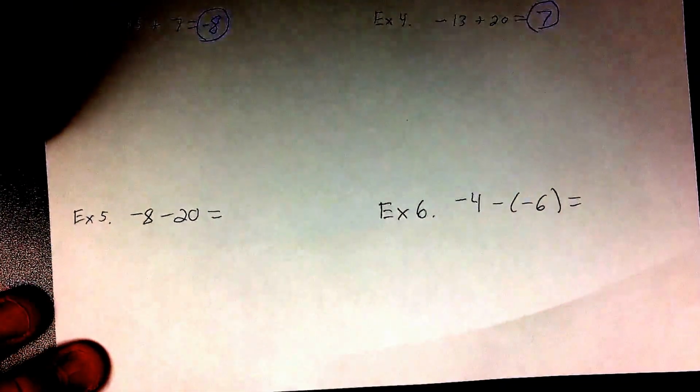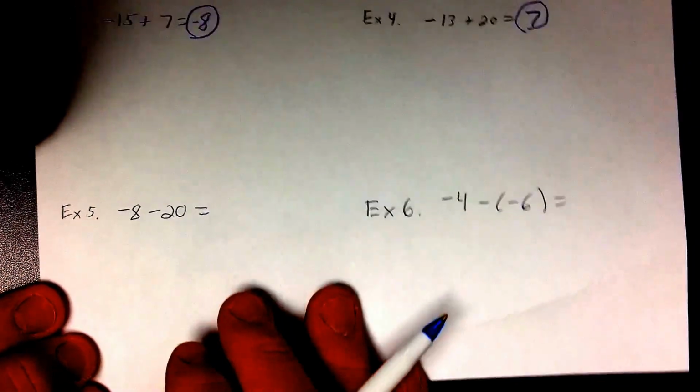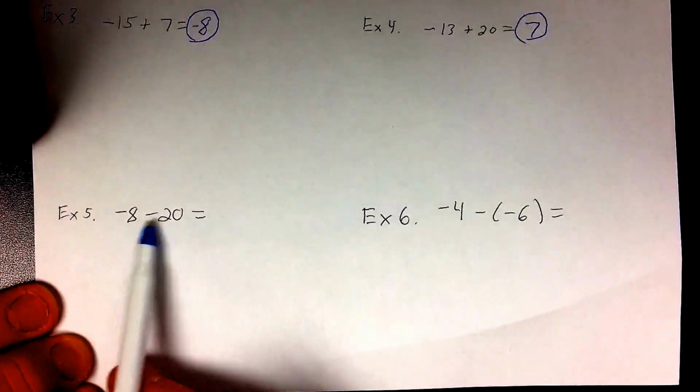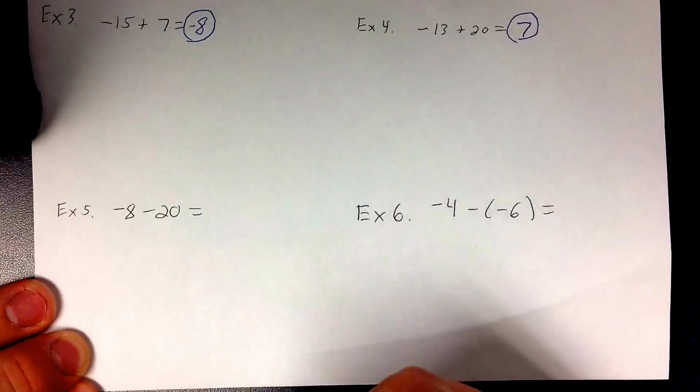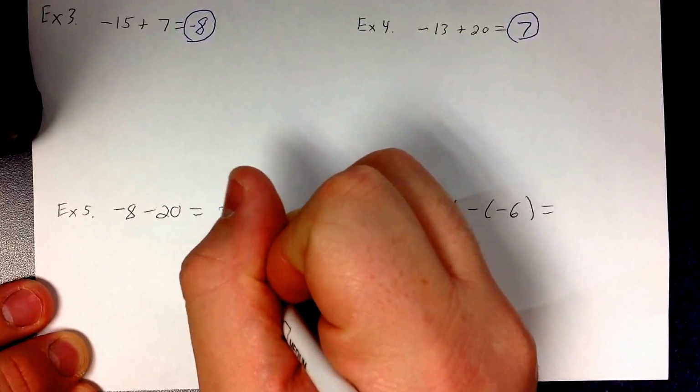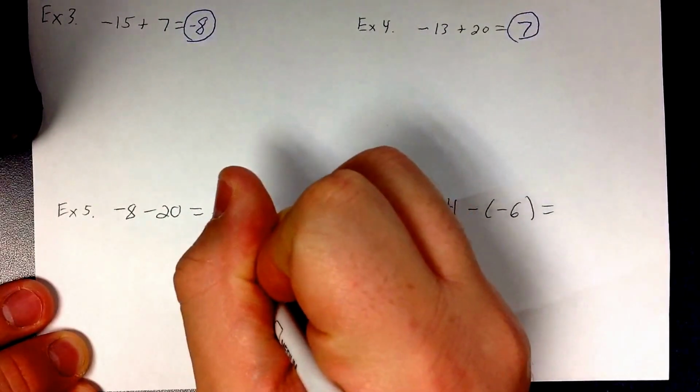Example 5, -8 minus 20. Again, in this case they're both negative. -8, -20. So I combine or I add them and keep the sign. So 8 plus 20 is 28, and it stays negative.